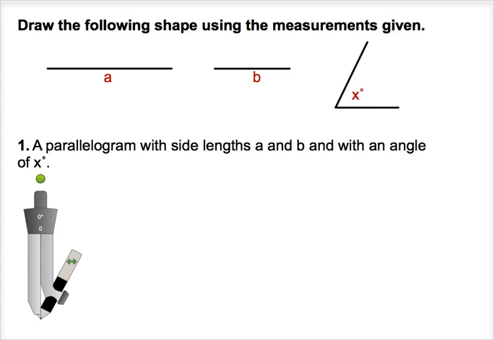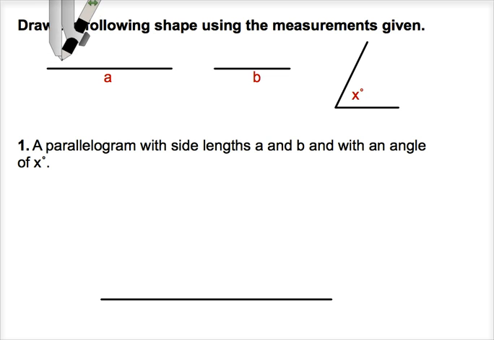So let's see, they want us to draw a parallelogram with side lengths A and B with an angle of X. So to start, I'm going to give myself a generic segment down here. And this is going to start by being the bottom of my parallelogram. And I'm going to pick segment A to be the dimension for the bottom of my parallelogram.